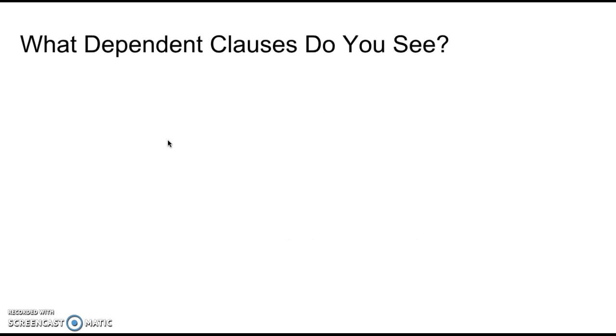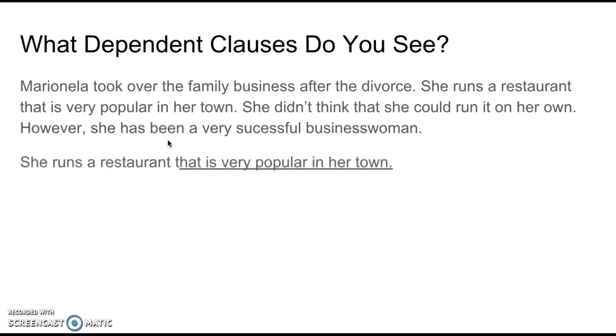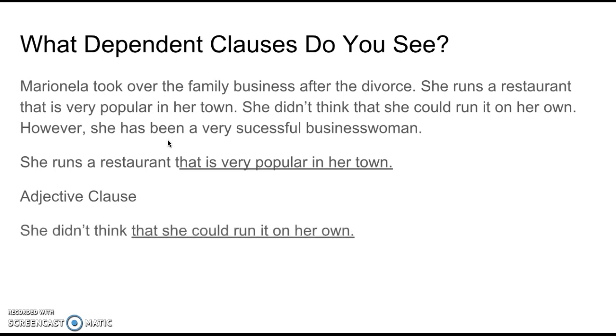Let's look at another chunk of writing. Where's the first dependent clause? Is it after the divorce? No, that's just a prepositional phrase. Here it is. She runs a restaurant that is very popular in her town. What kind of dependent clause is it? It's an adjective clause describing the noun restaurant. Where's the next one? She didn't think that she could run it on her own. What type of clause? It comes after the verb in object position, so it's a noun clause.